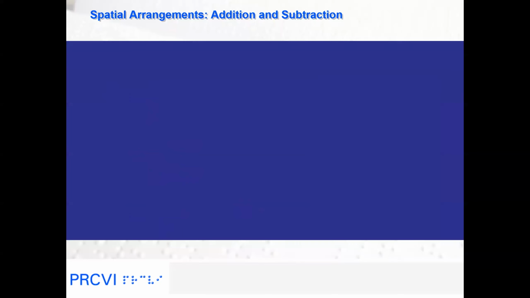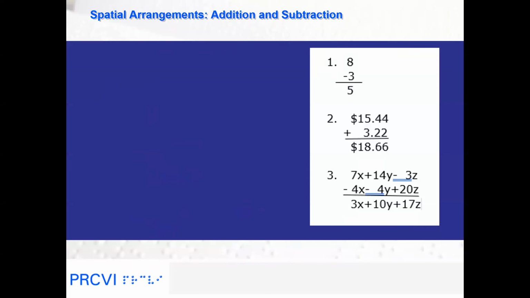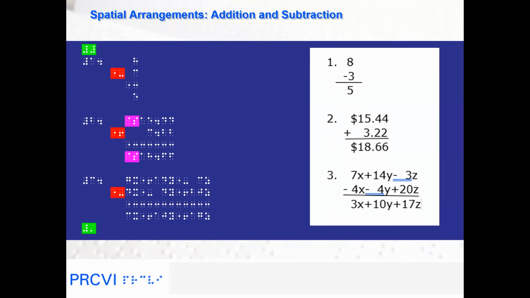Let's look at the same examples with numeric passage indicator and numeric terminator indicator. Numeric passage indicator is in cell 1 on line 1. Notice that for item number 1, we have numeric indicator before the numeral. For single digit addition and subtraction, we leave a blank cell above dot 5 of the horizontal line. We use numeric terminator at the end of series of problems on a line by itself.